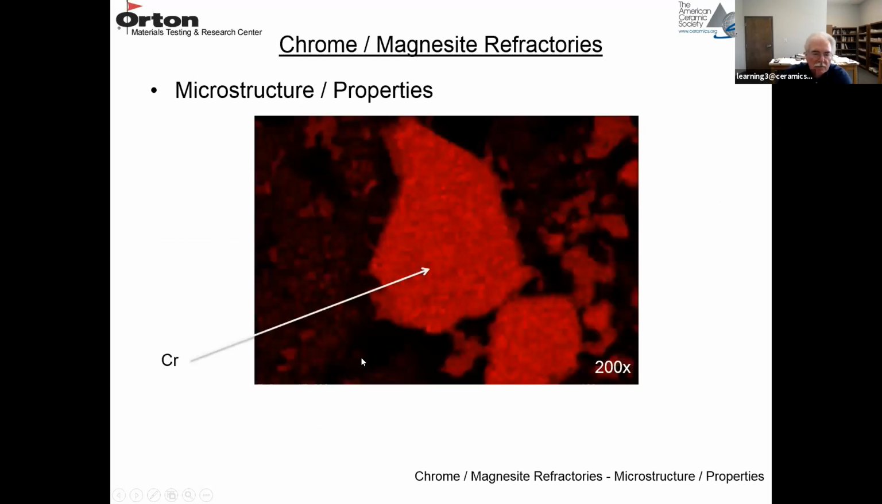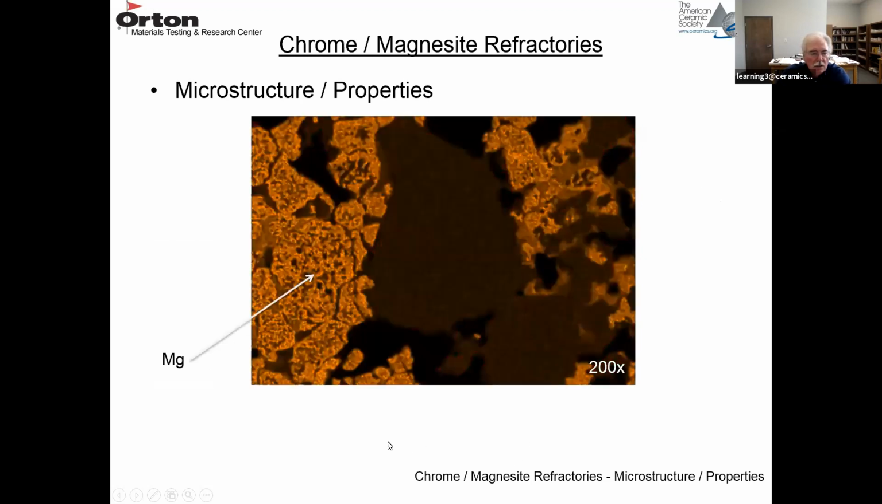So if you map this, red here is for Cr, chromium. You can see the distinct large chrome grains and some of the smaller ones. If you map the MgO in orange, you can see the MgO grains. The little dark spots in there are where there's a higher iron concentration in the precipitate. You can see where the chrome grains were because there's no MgO in them.